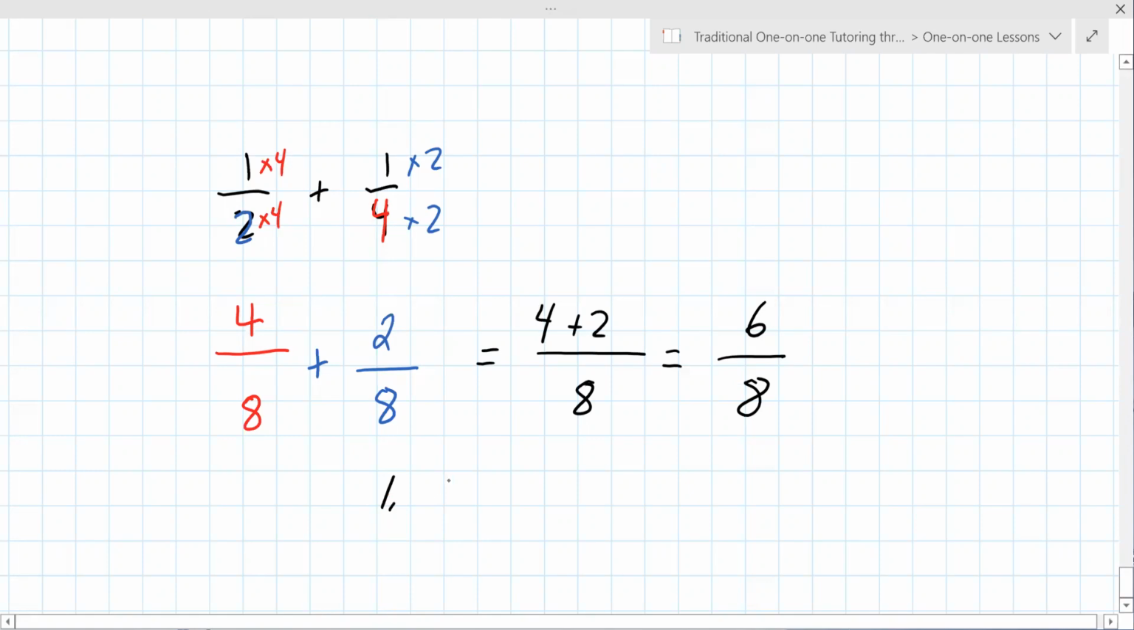All right. So there's a couple of things we're going to work on next time. One is we're going to reduce fractions, and we'll talk about how to do that. And the second is, just like you saw here, we're going to add unlike denominator fractions. Okay.